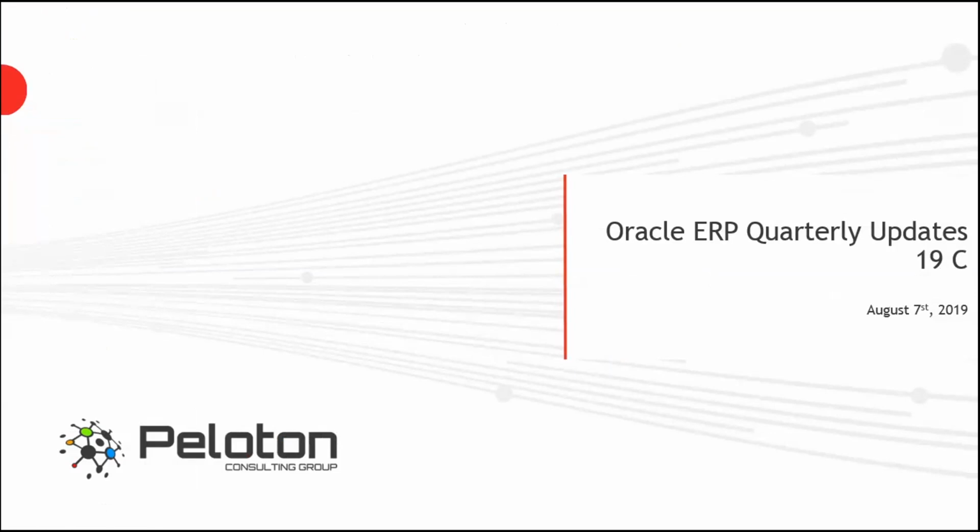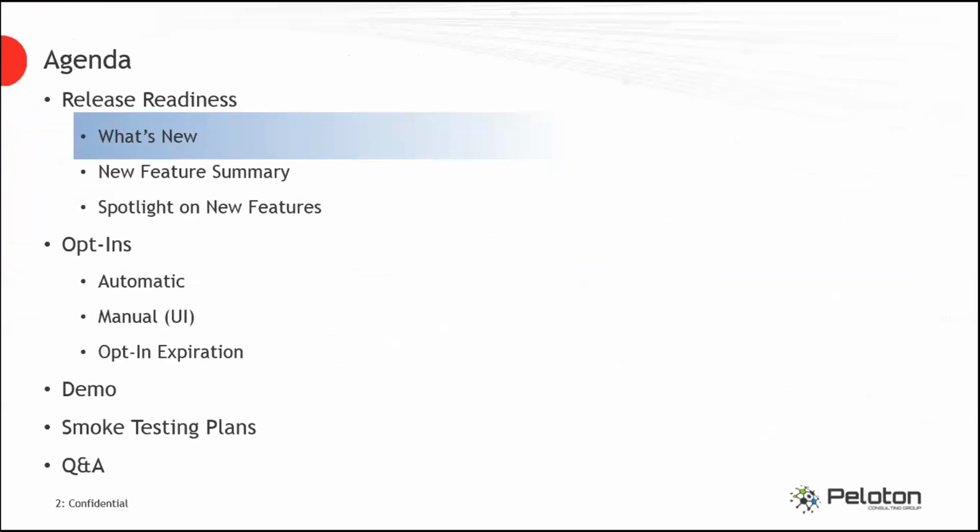To begin with, we're going to cover the release readiness documentation, the what's new document, the new feature summary document, and then a couple of videos on the spotlight of new features. Then we're going to go over the opt-in procedures, automatic and manual, and the opt-in expiration. And then we'll get into the actual hands-on demo in our environment. We're going to show you the smoke testing plans and take any questions.